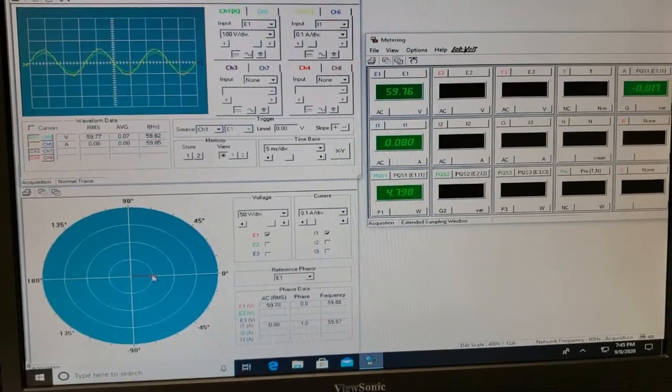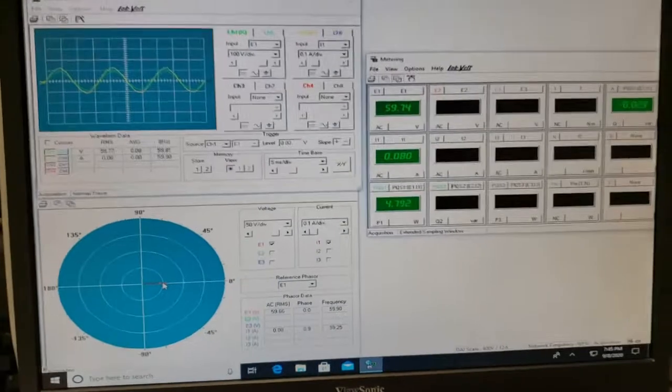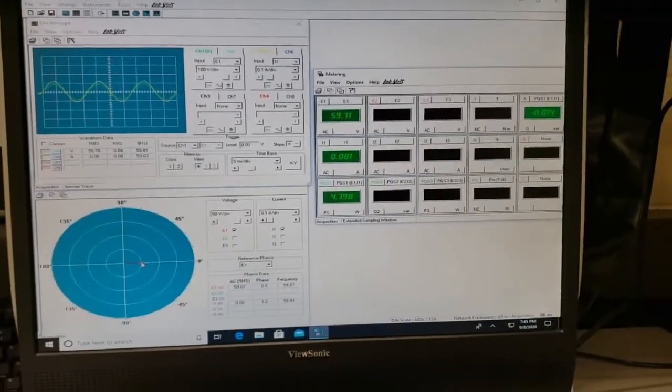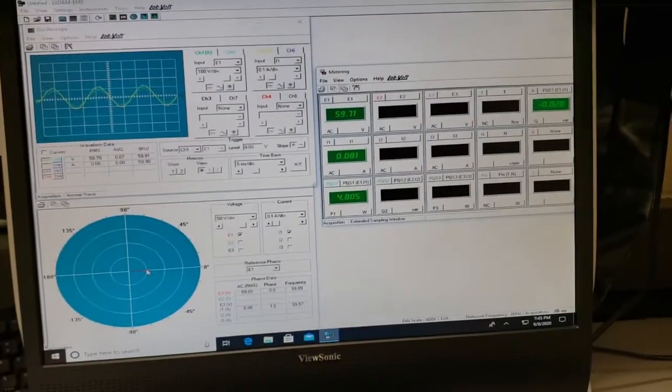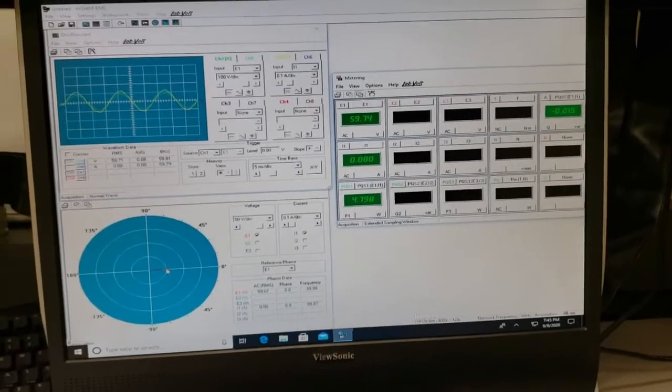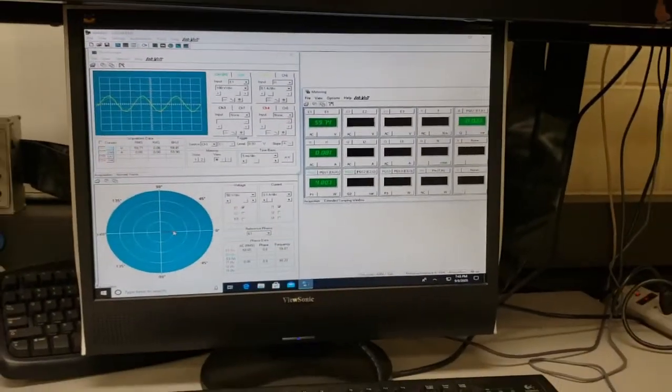Then there you go. You can see they correct themselves. So that's power factor correction live in action from Fargo, North Dakota. I'm kidding. Okay. Anyways, that's part 2 of the lab.